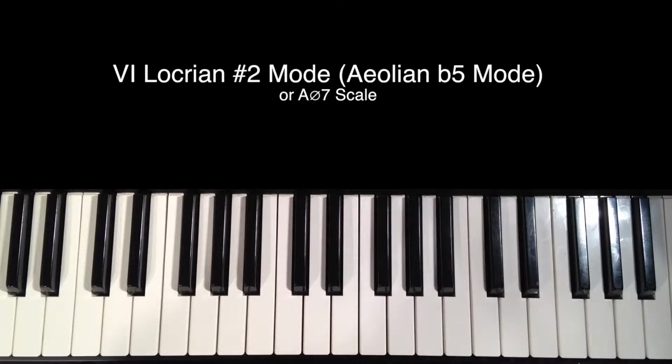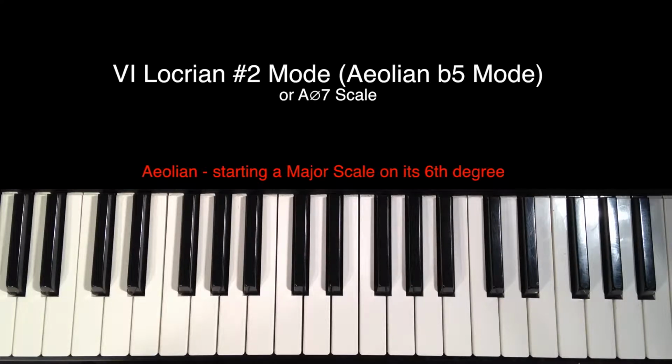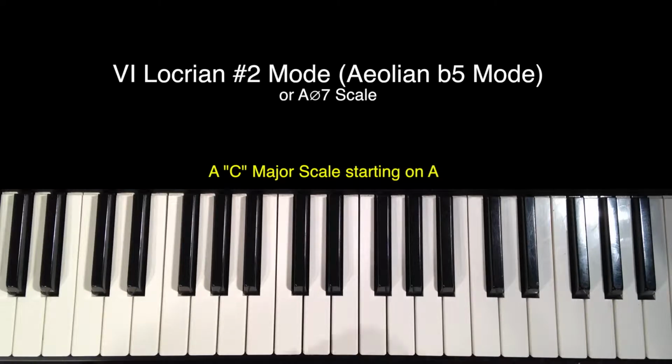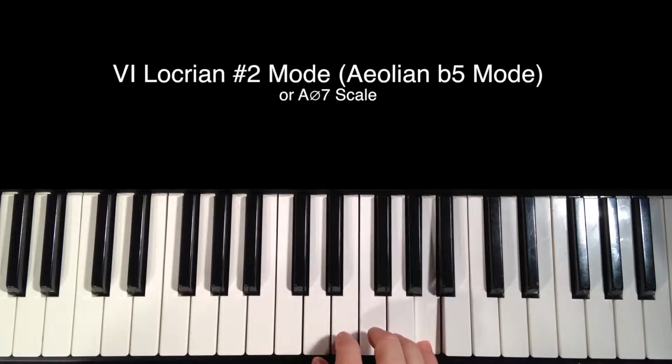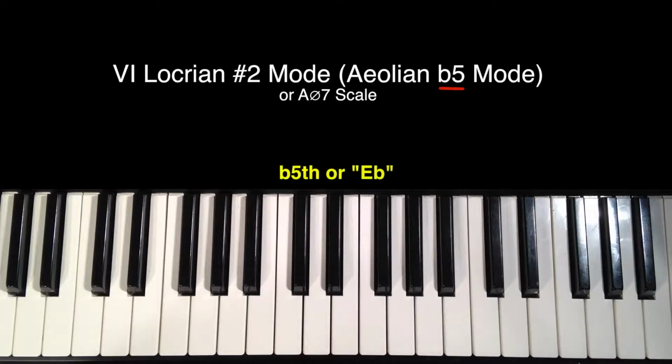This is also called an Aeolian flat 5 mode. Aeolian means starting on the 6th degree of a major scale, so this would be related to the C major scale. A C major scale starting on A. But it's called the Aeolian flat 5 mode, so the E, once again, becomes an E flat.